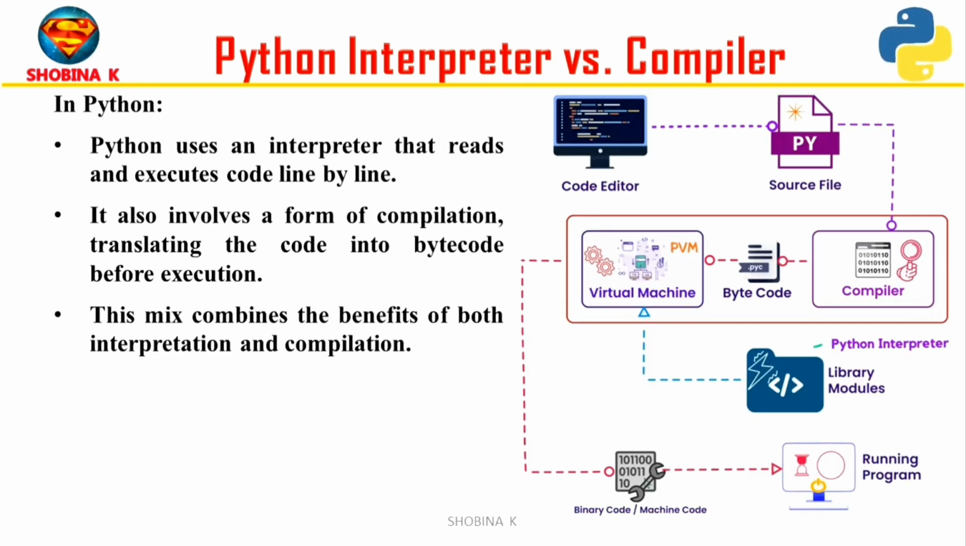Whereas in Python, it uses an interpreter by default and it executes the code line by line. But Python also uses a form of compilation. It translates the source code into bytecode, which is a low level representation, before execution. This bytecode can be executed by the Python virtual machine. So in Python, there is a mix of interpretation and compilation, combining the benefits of both approaches.